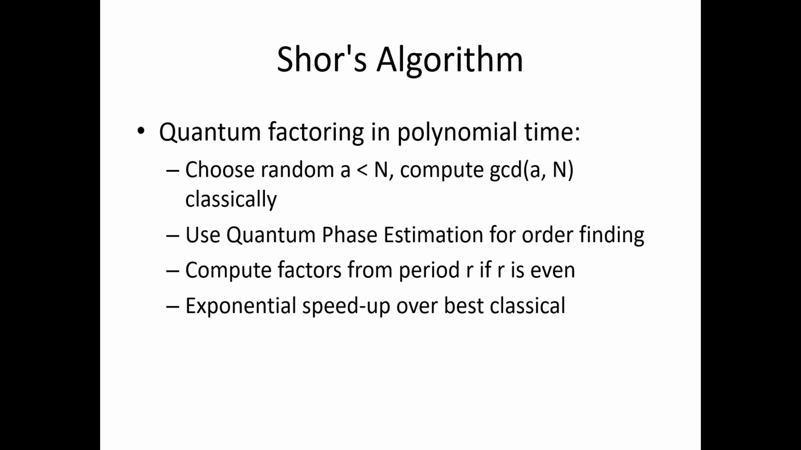One of the most famous examples of quantum advantage is Shor's algorithm, which provides a method for factoring large integers in polynomial time on a quantum computer. This is an exponential speedup over the best known classical factoring algorithms. It involves classical pre-processing, then using a quantum subroutine called quantum phase estimation for order finding, and finally classical post-processing to extract the factors. The implications for current public key cryptography are profound.